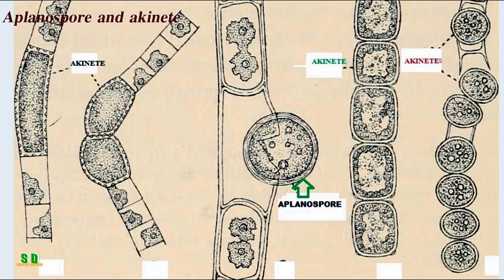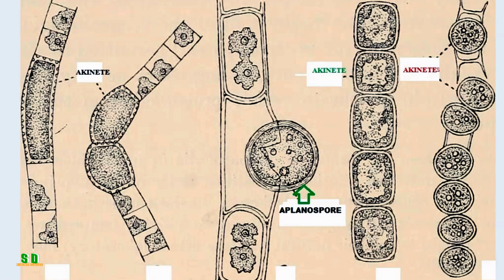We will talk about asexual reproduction by aplanospore. What is aplanospore? During unfavorable conditions, non-motile spores with a prominent cell wall are produced. These are called the aplanospores. You can see from the picture that within a cell of the filament, the non-motile, round-shaped aplanospore is produced.